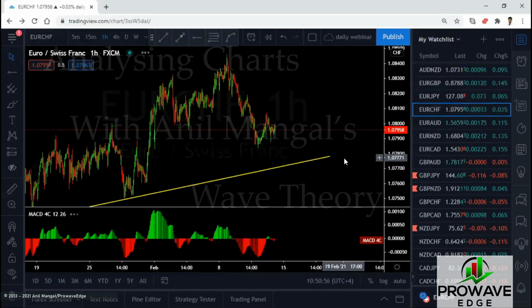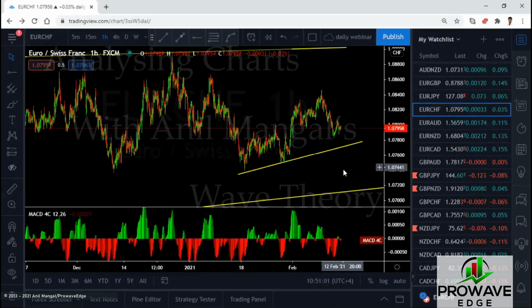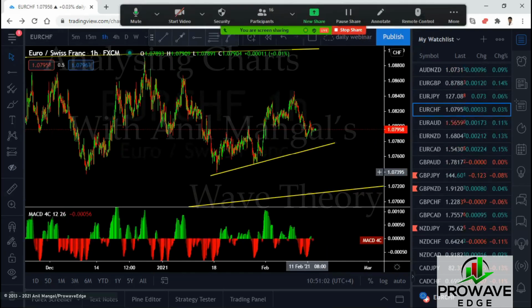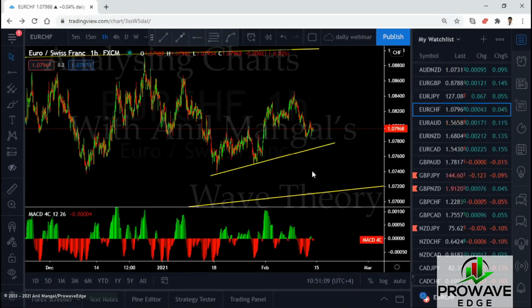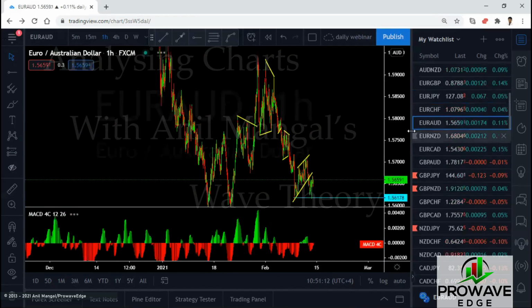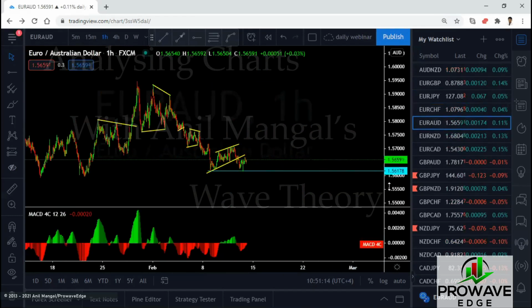Euro Swiss. It's not going anywhere. Stay out of it. We're looking for the sell setup on it, but you don't have anything there. If it consolidates here, then we'll get a sell setup. It needs to consolidate here. And if you get this, then we can go for this sell. That might give you a chance. It's moving really slow.